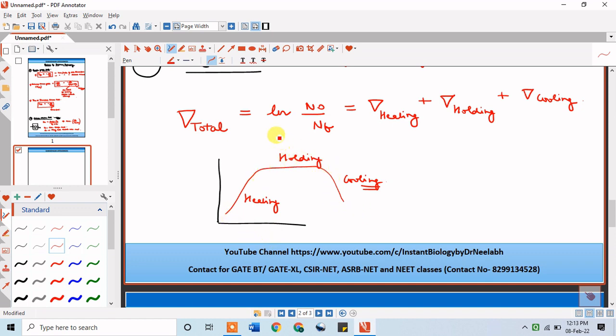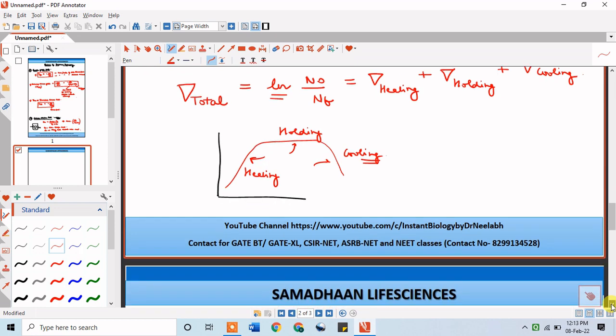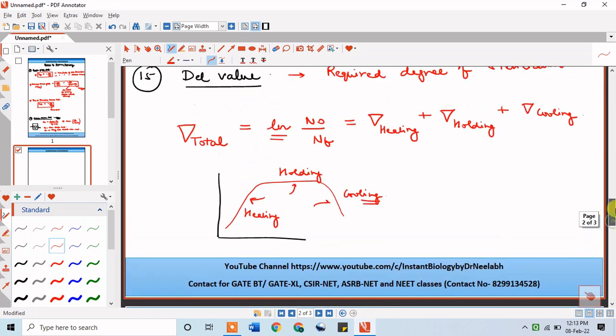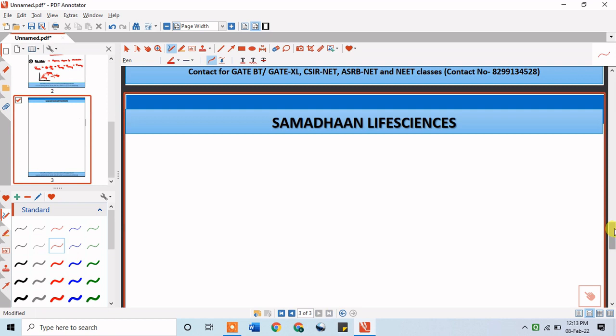तो इसको मिला करके what we are calling as del total: heating, holding and cooling. It is actually the ratio of natural log of the original number of cells N0 और NF का जो ratio है, this is actually your del total, and it is a cumulative sum of del of heating यहाँ पे, del of holding यहाँ पे, and del of cooling यहाँ पे. So this is what was del value given by natural log of N0 by NF. ये हो गया.